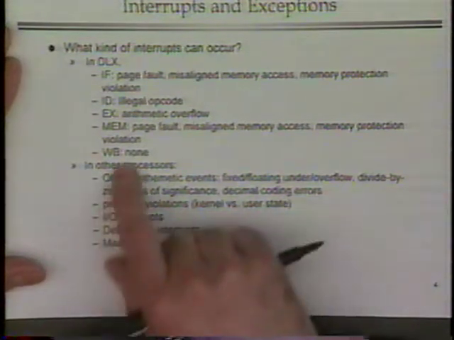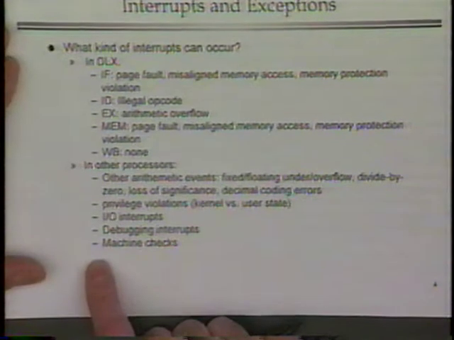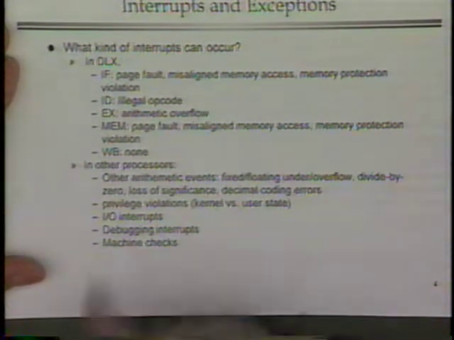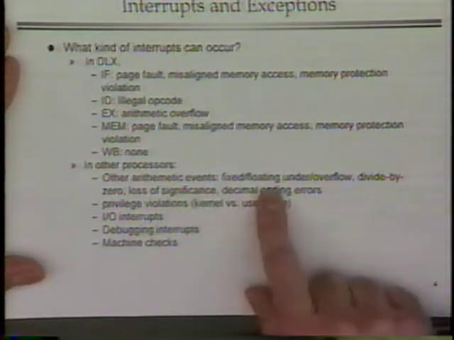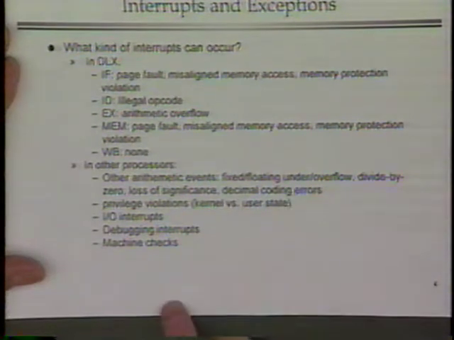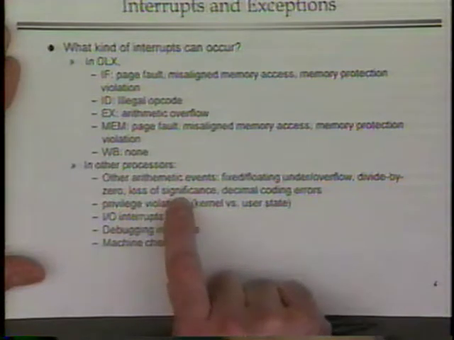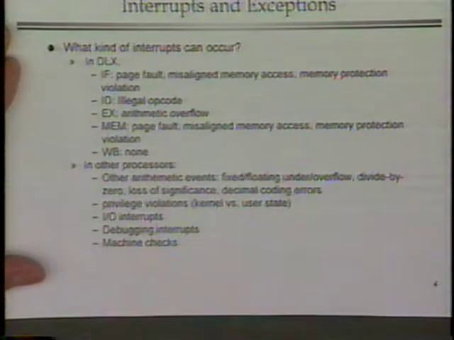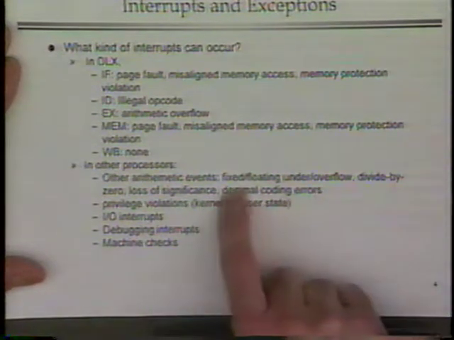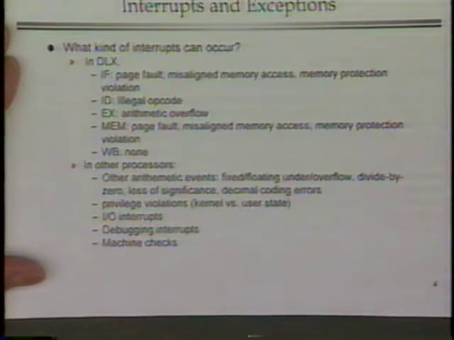Now, in other processors, and even for elaborations of DLX, there are lots of other kinds of things that can happen. There are many other arithmetic events, fixed and floating point underflows and overflows, divide by 0. For IEEE floating point operations, loss of significance is an interrupt that they require. Decimal numbers, not all values are valid, so that could cause coding errors.